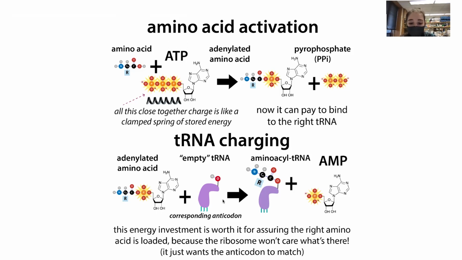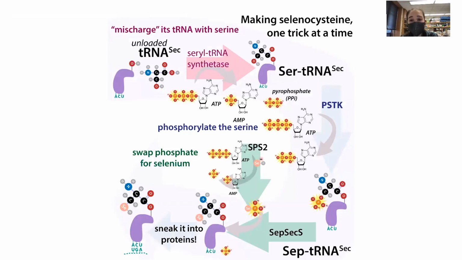So you're investing some energy, but it's worth it because you're ensuring that the right amino acid is loaded, because the ribosome is not going to care what's there. The ribosome is only going to care about the anticodon matching. So you want to make sure that you put the right amino acid onto the tRNA. So how are you going to do this with selenocysteine? It does this in a tricky way. It has its own tRNA that's going to match the stop codon. It's not going to use serine's tRNA, but it is going to use serine's tRNA synthetase.